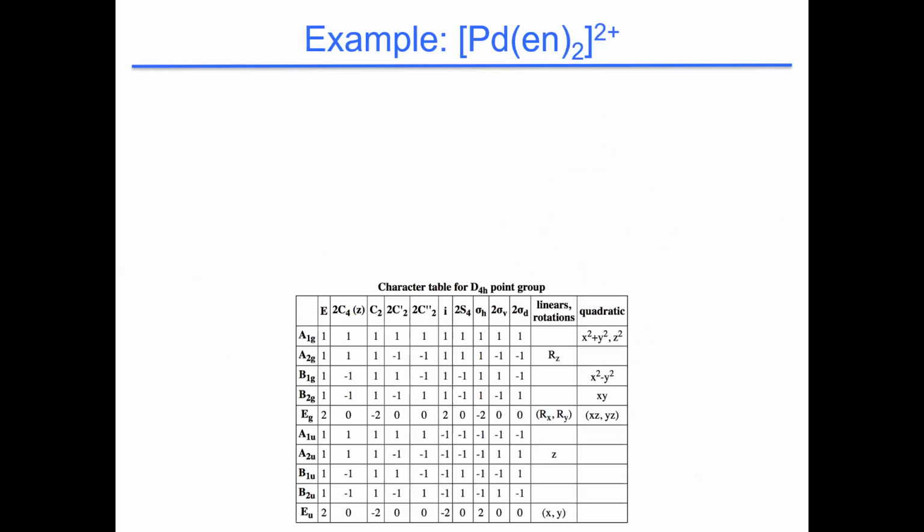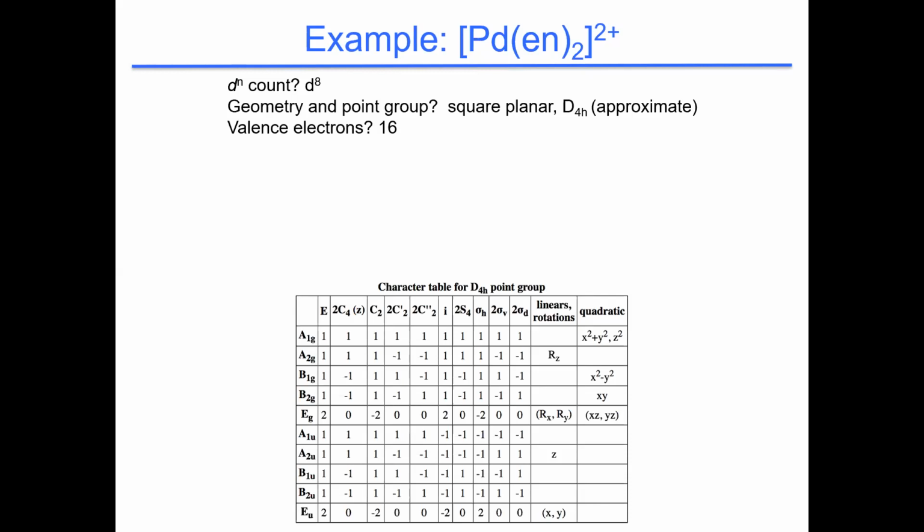So lastly, we'll look at an example with a slightly different geometry. And this is also a chelating ligand. So the d n count on this complex is d8, since we have palladium 2+. The geometry of this complex is approximately square planar, so it has D4h symmetry. And our total valence electron count is 16, since we have 8 electrons coming from the ligands and 8 electrons coming from palladium.